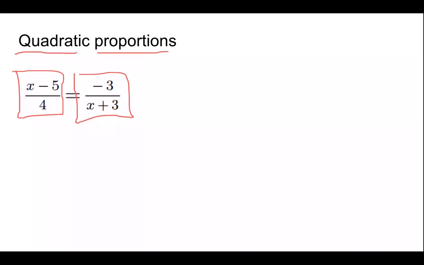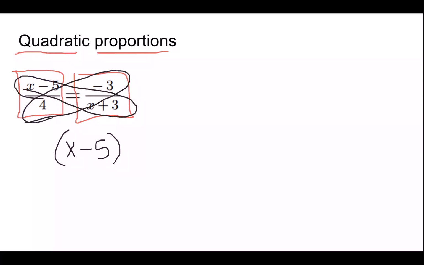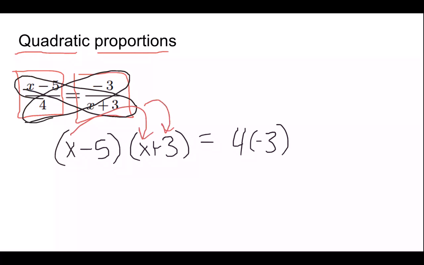So if you remember proportions, how you set up proportions is you cross multiply. So the first thing we're going to do is multiply this with this, and multiply this with this. So we'll get x minus 5 times x plus 3 is equal to 4 times negative 3. And when we multiply this out, it becomes a double distribution situation. So that goes to there, that goes to there, this goes to there, and this goes to there.